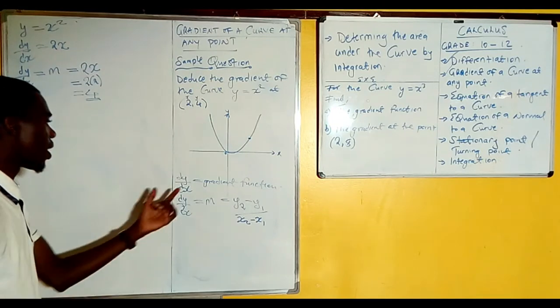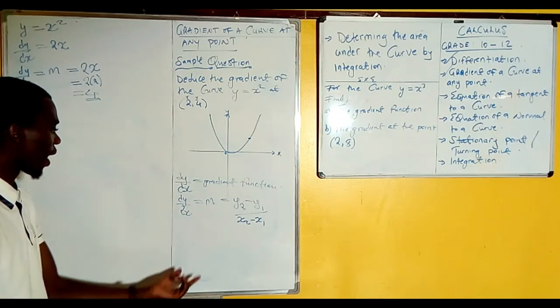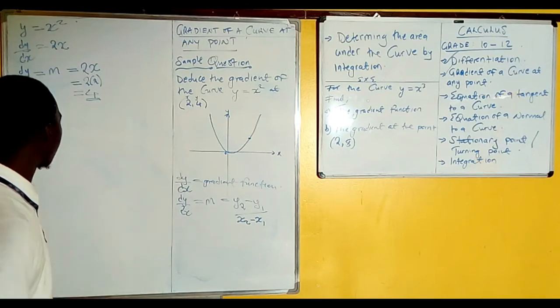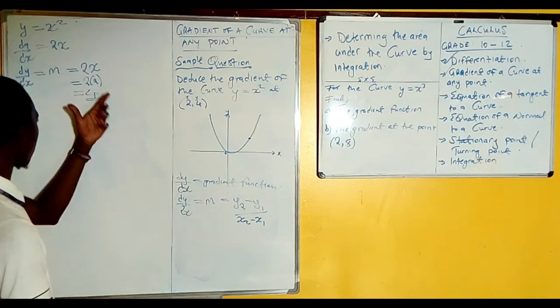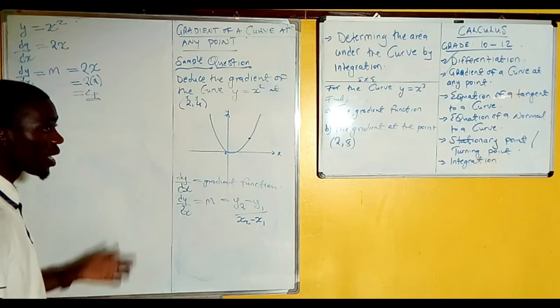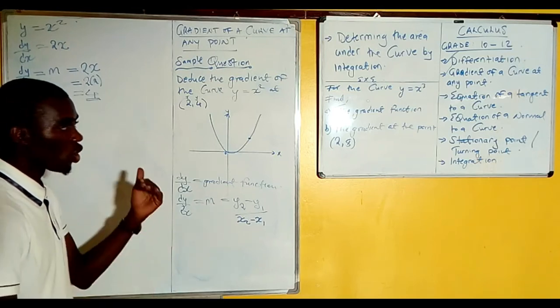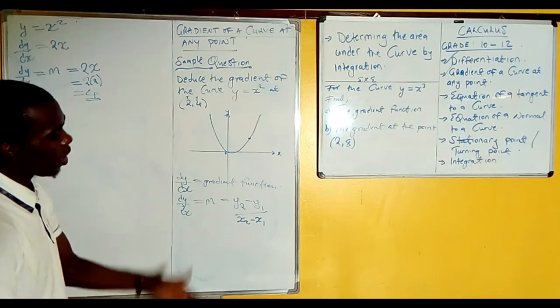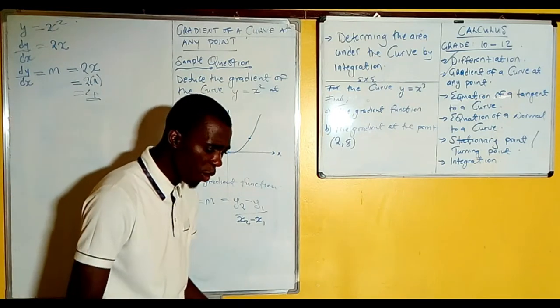Step number 1, you have to make the gradient function, which is dy by dx. Then step number 2, you have to substitute the value of x into the gradient function, and your gradient is found. So it is as simple as that.